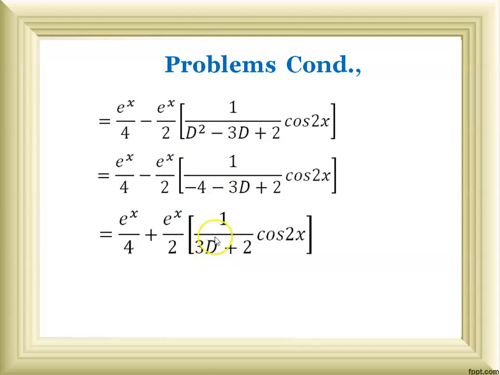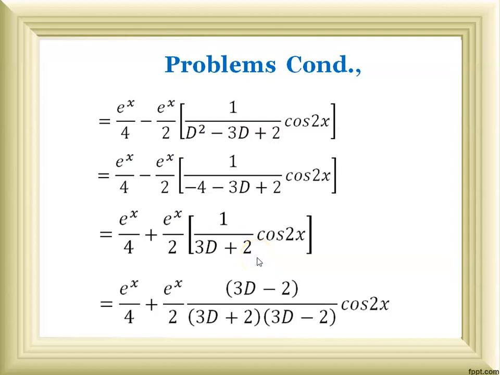So for that, I am going to make this d into d square. Going to take the conjugate multiplication. Conjugate of 3d plus 2 is 3d minus 2. So after multiplying the conjugate in both numerator and denominator, the terms are like 3d minus 2 by 3d plus 2 into 3d minus 2. So the denominator is in the form of a plus b into a minus b.